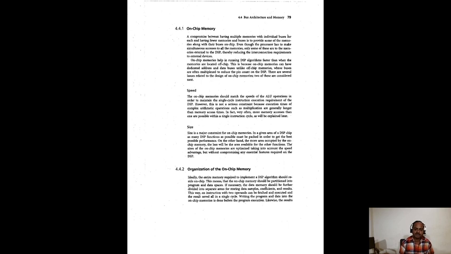A compromise between having multiple memories with individual buses for each and having fewer memories and buses is to provide some of the memories along with their buses on chip. Even if the processor has to take simultaneous access to all the memories, only some of these need to be memories external to the DSP, thereby reducing the interconnection requirements external to the chip. So simply, the main concept of on-chip memory is to reduce the external connectivity requirements.